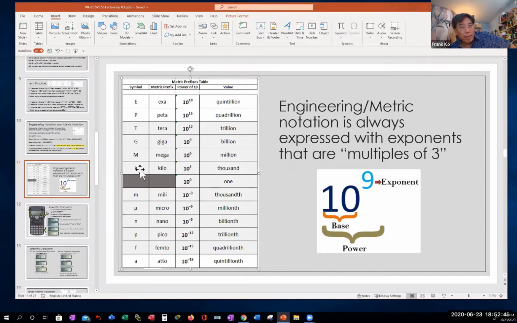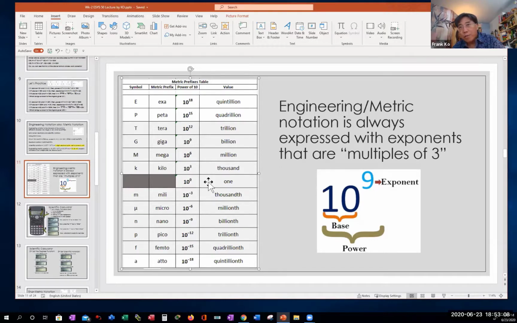A lowercase k for kilo. And the kilo is one of the most common things that everybody encounters. If you were in middle school and high school and you were required to run around a track, if you had physical education, you ran in kilometers, okay? And a kilometer is 1,000 meters. So that's 10 power of 3, which is 1,000.